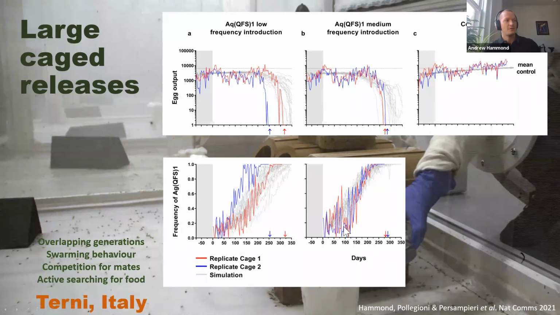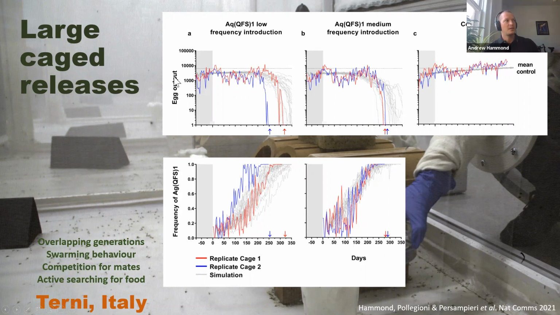So on the bottom, you see these two different release scenarios, one with a slightly higher release and one with a slightly lower release. And both of them spread within the course of around 1 year. And over that course of 1 year, the spread is very, very stochastic, but it does go up. And once it reaches 100% frequency, those populations crash.